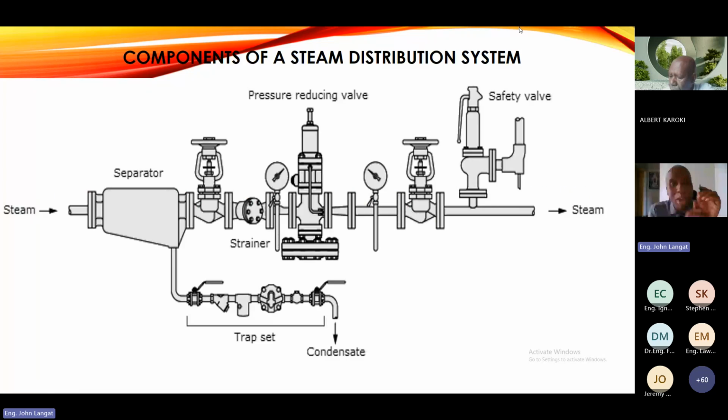So let's look at the components of a steam distribution system. What you have on the screen is basically what you would see throughout a steam distribution system. What you have here is the supply line from the steam boiler. And then you have your separator. When you talk about separator, we are talking about water separator.